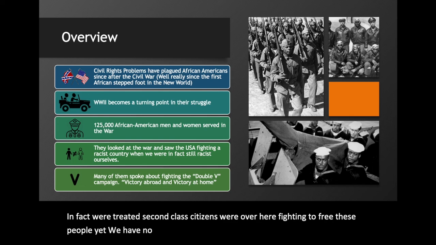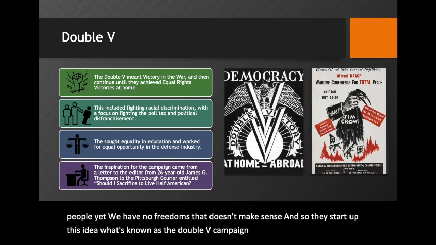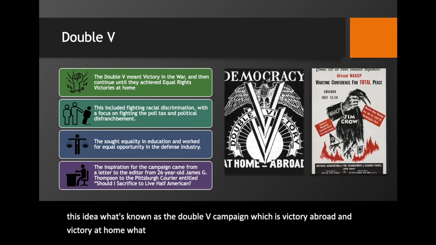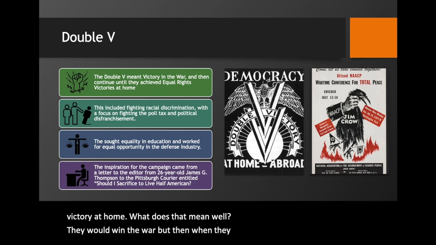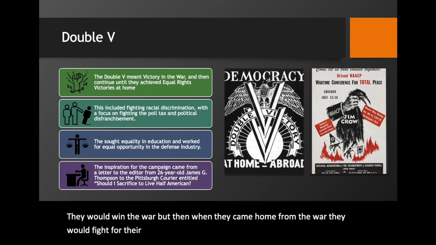That doesn't make sense. And so they start up this idea of what's known as the Double V campaign, which is victory abroad and victory at home. What does that mean? Well, they would win the war, but then when they came home from the war, they would fight for their rights. They would fight to become equal.